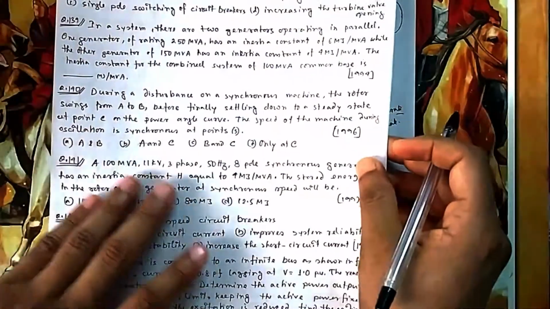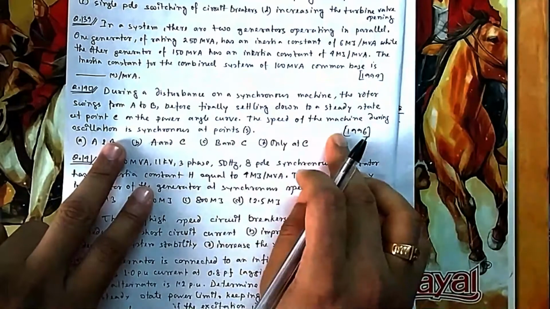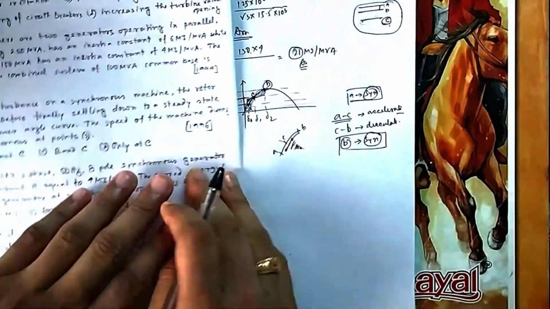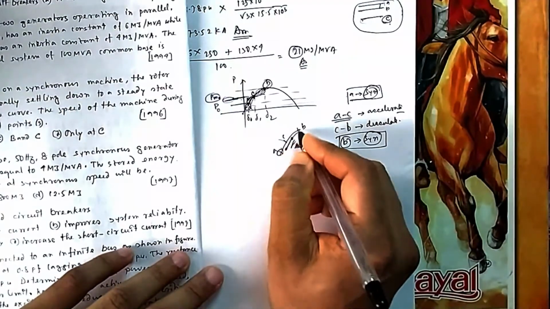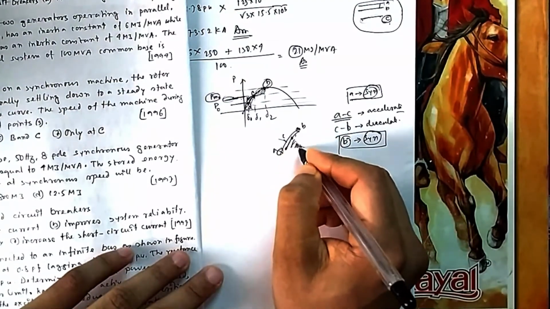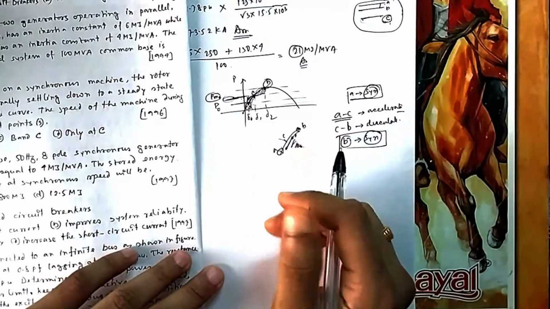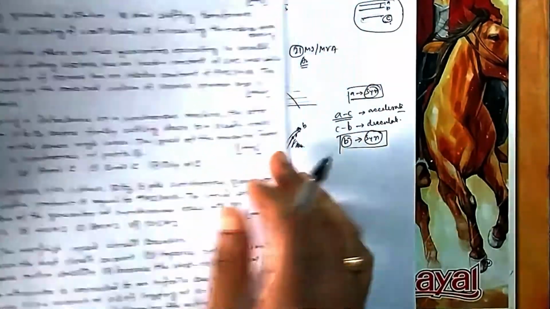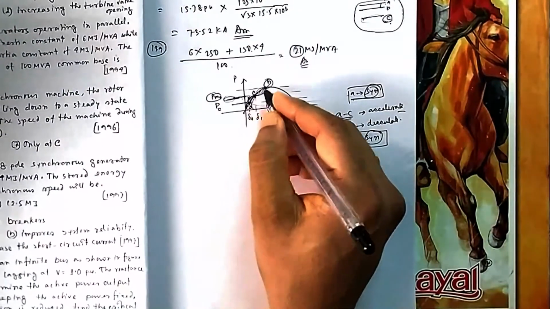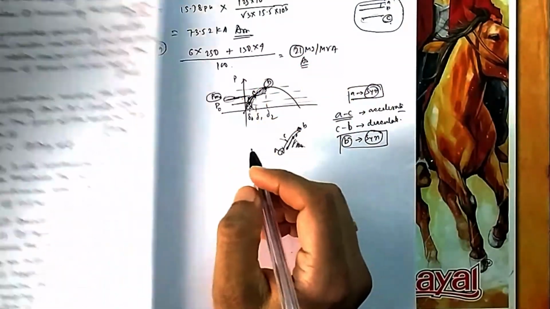But they are asking about during this oscillation, when the oscillation has not died out. During this oscillation, it is at synchronous speed at A and B, these extreme points. If there is damping, then every time this is reducing actually, but they are not asking about that. They are just asking in this curve. So at A and B, that is obviously at synchronous speed. So that is your option A.